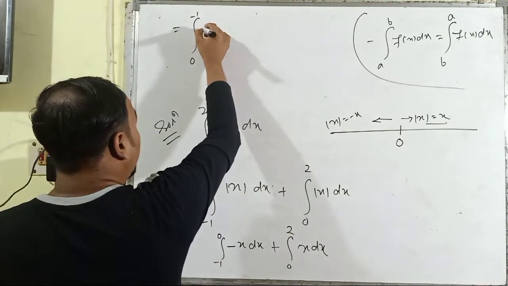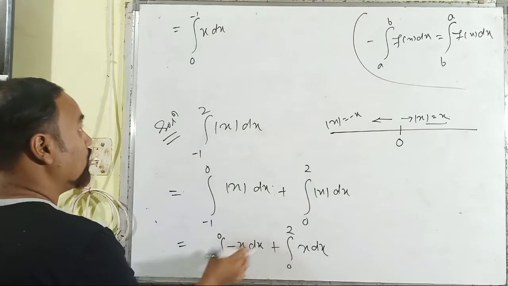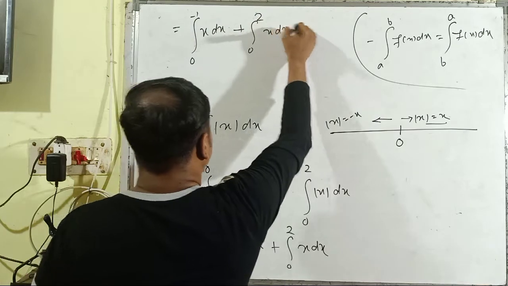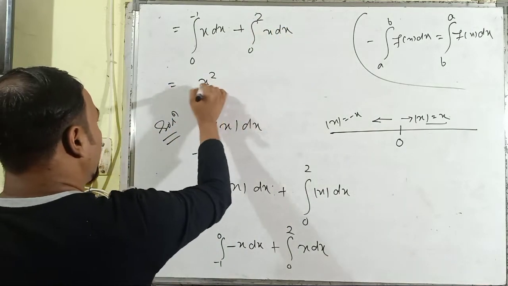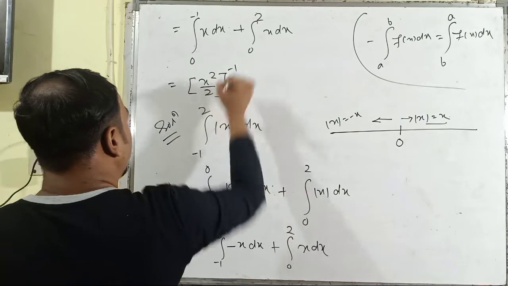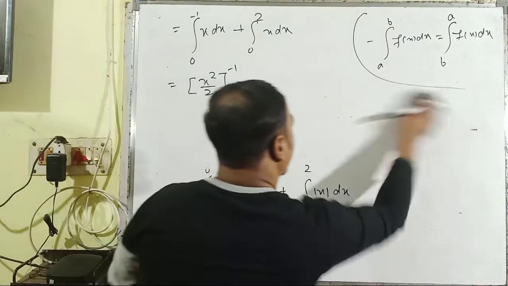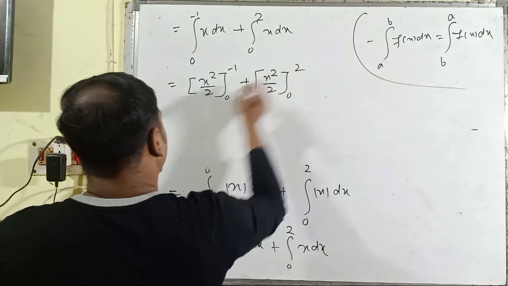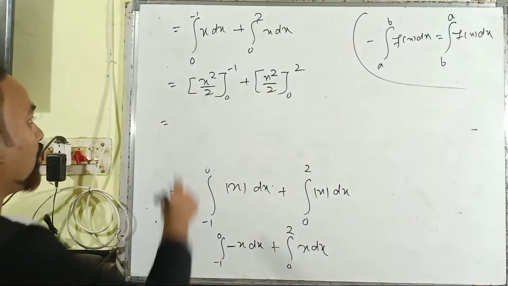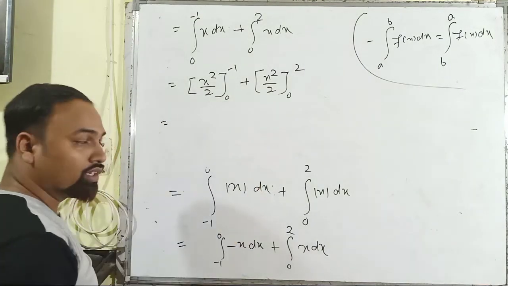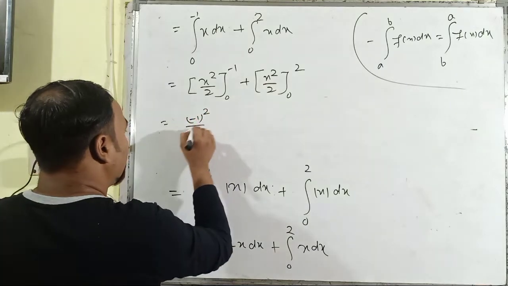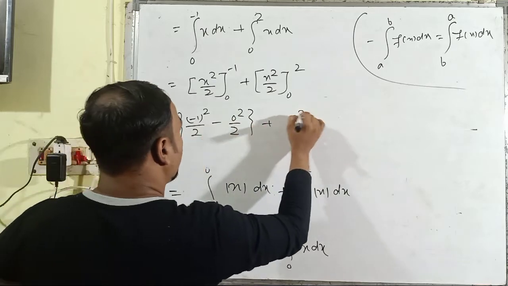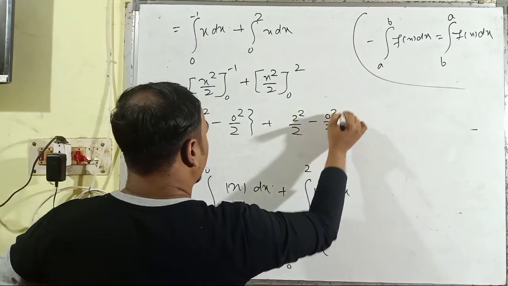After interchanging, we get here 0 to minus 1, and here it will be x, then minus x will be converted to x by using this property. And the second one is 0 to 2 x dx. Just integrating, it is x square by 2 from 0 to minus 1, and this is also x square upon 2 from 0 to 2. Then by putting the upper limit first and then the lower limit and subtracting them, we have minus 1 whole square divided by 2, minus 0 square divided by 2, then plus 2 square by 2 minus 0 square by 2.